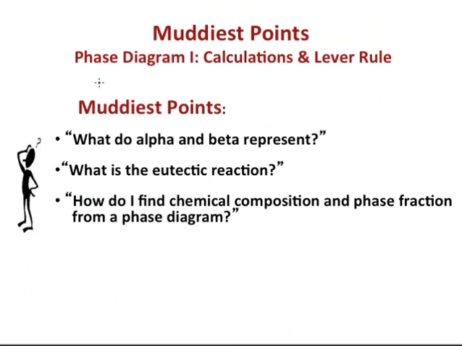So let's see if we've answered all of our muddiest points. We've answered what beta and alpha represent. We've talked all about the eutectic reaction and all the terminology that goes with it. And we've talked about how to find the chemical composition and phase fraction from the phase diagram in multiple ways.